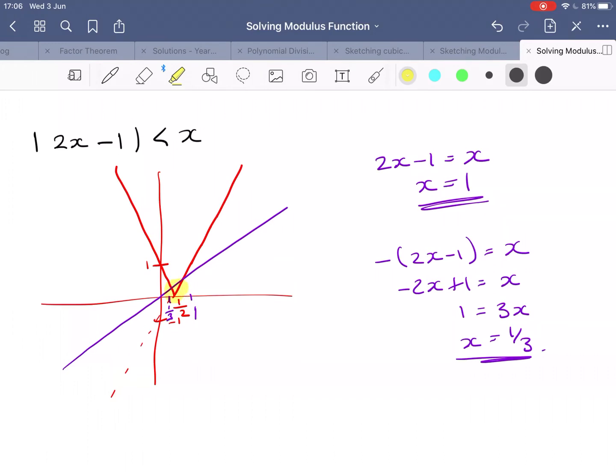Okay, if I look at this point here, my modulus line is above my y equals x, and I don't want that. I want when is the modulus line below. So again, I end up with a solution of 1/3 is less than x is less than 1, because it's for that little region in between here.